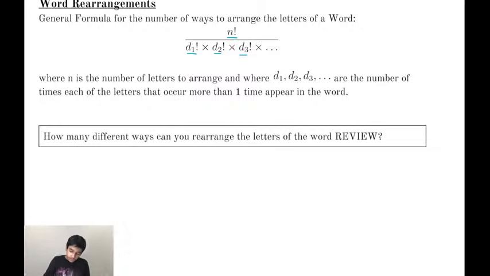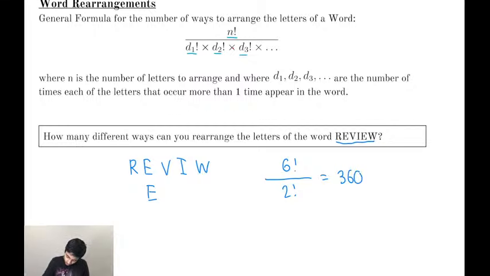As a quick example, how many ways to arrange the letters in the word review? Well, the way I like to do it is to write them in a way where you can see all duplicates. So you can see R, E, V, I, E, W. There are a total of 6 letters, so 6 factorial, divided by, there's 2 E's, so you divide by 2 factorial. This gives you 720 divided by 2, or 360.